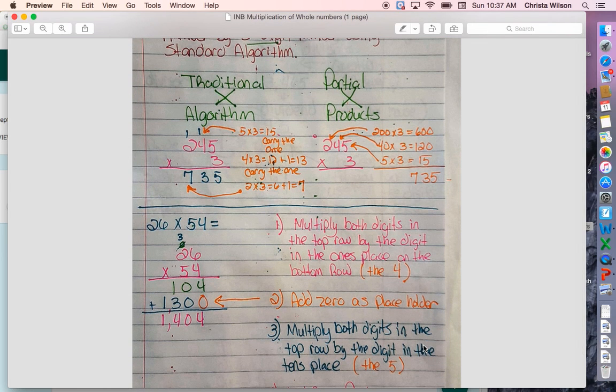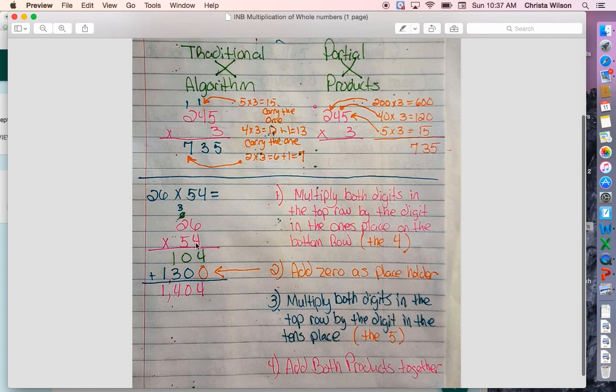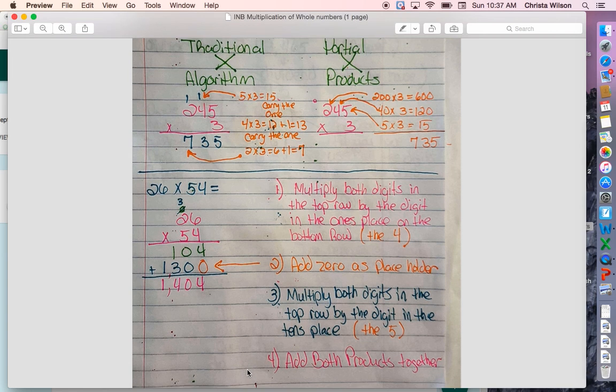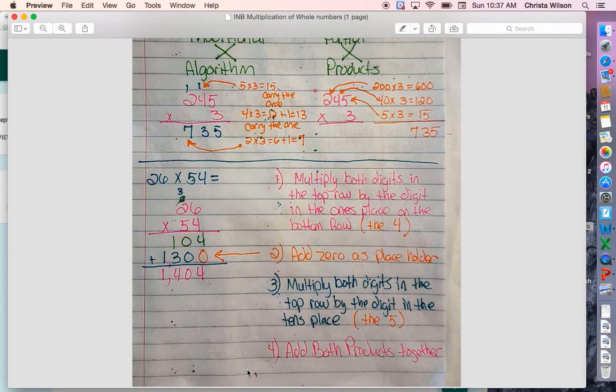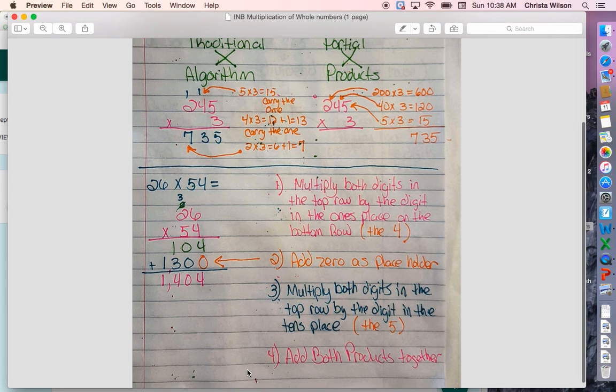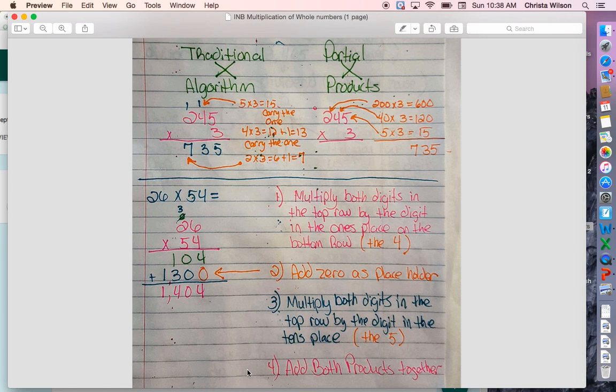Multiply both digits in the top row by the digit in the tens place, which is what we just did, and that was the 5, and add both products together. Okay, make sure you have this in your interactive notebook, your math journal, so that you can use these notes to help multiply.